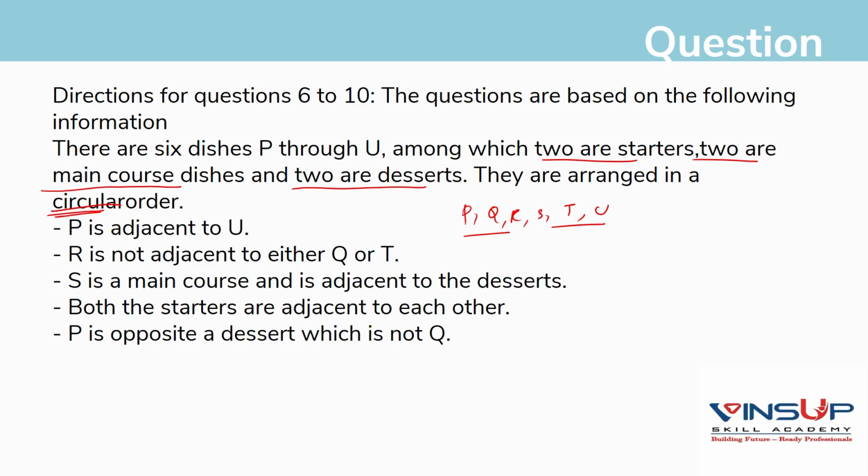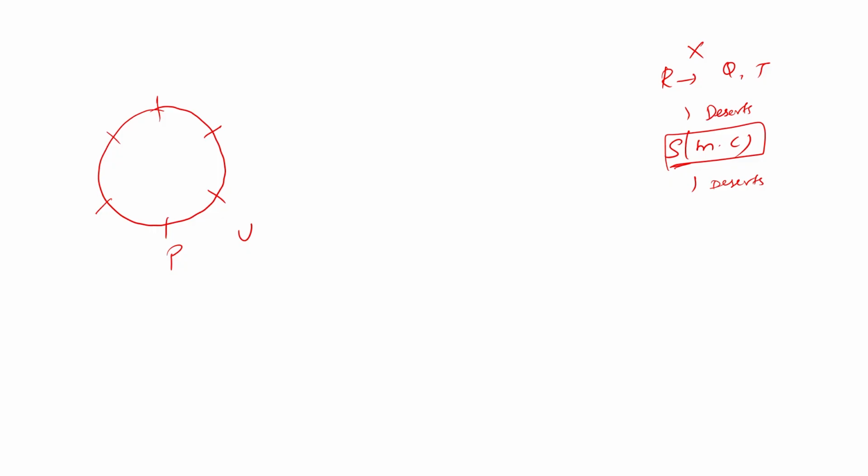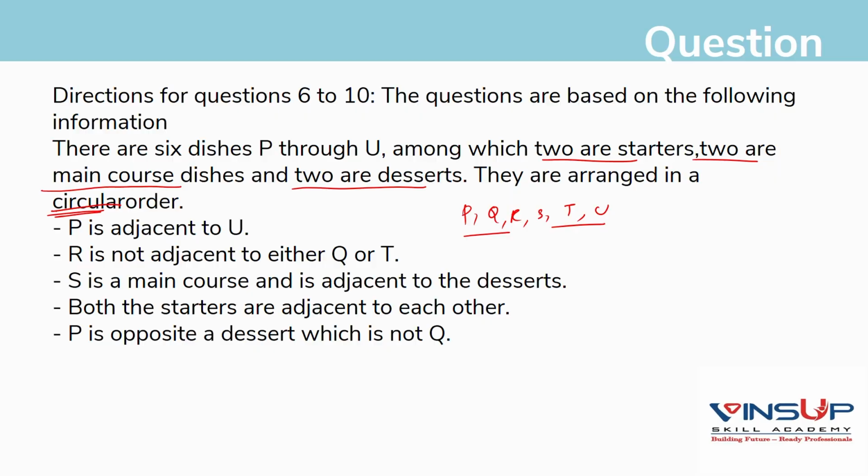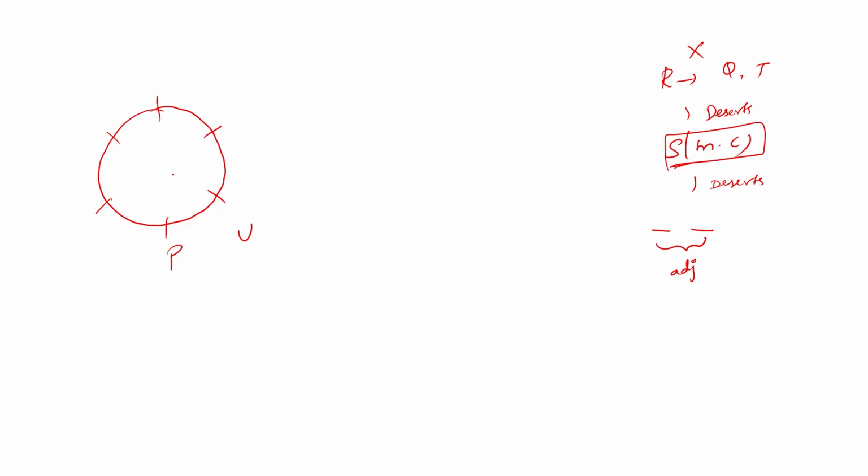The next clue is that both the starters are adjacent to each other. Two starters are there, and they will always be seated adjacent to each other. The last clue is that P is opposite to a dessert which is not Q. That means Q is not a dessert.